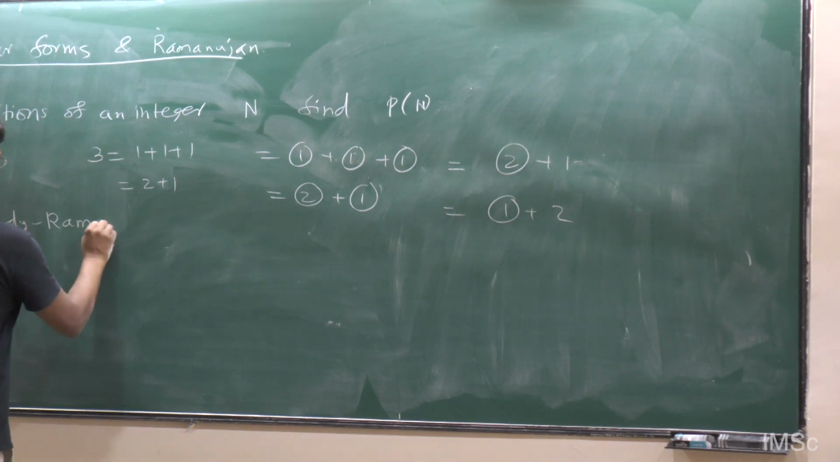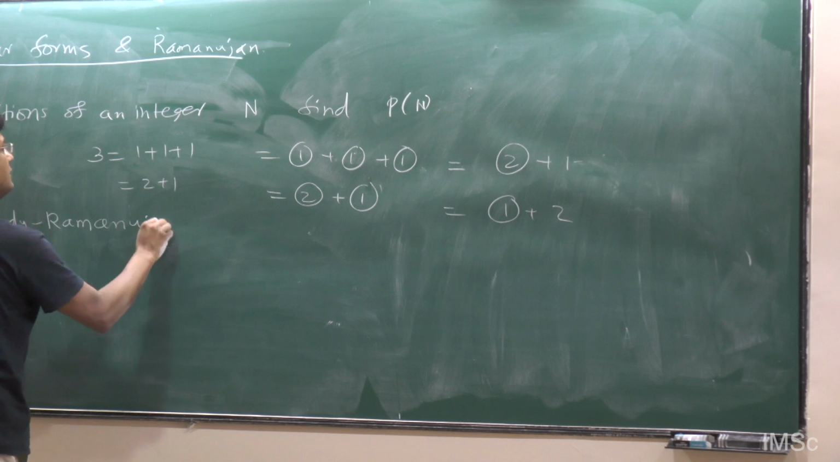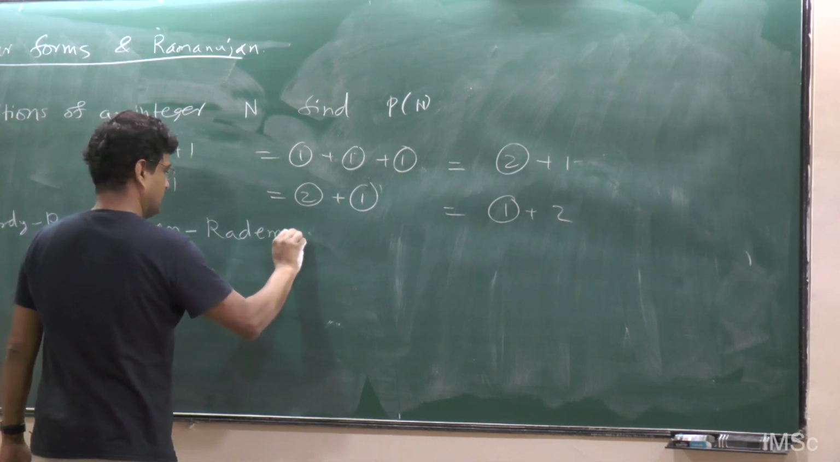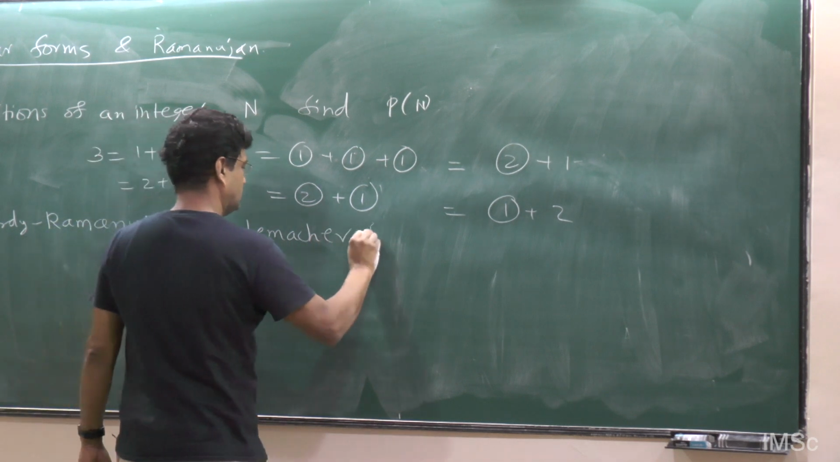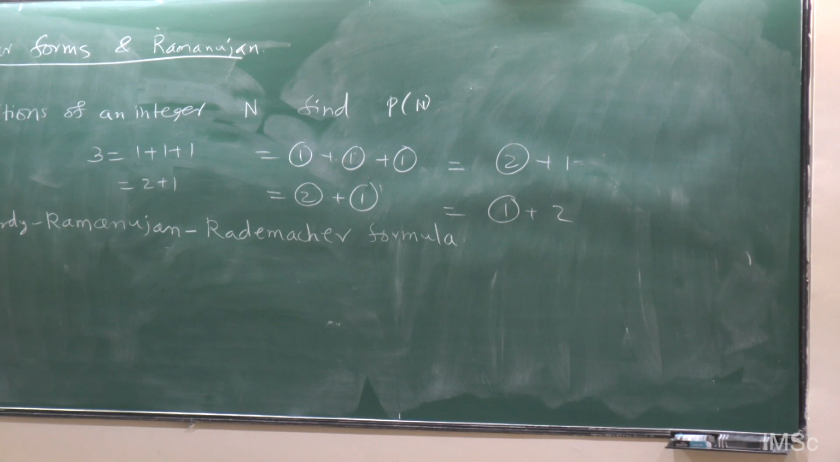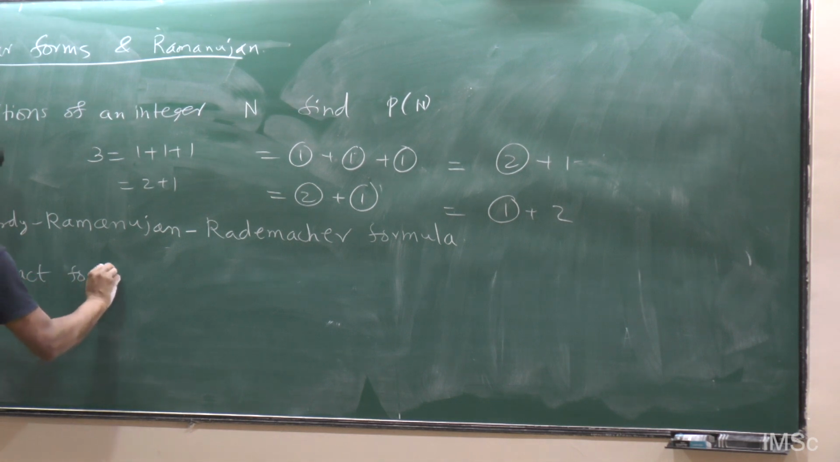Then there is the Hardy-Ramanujan-Rademacher formula, which gives an asymptotic formula, an exact formula, an analytic formula.